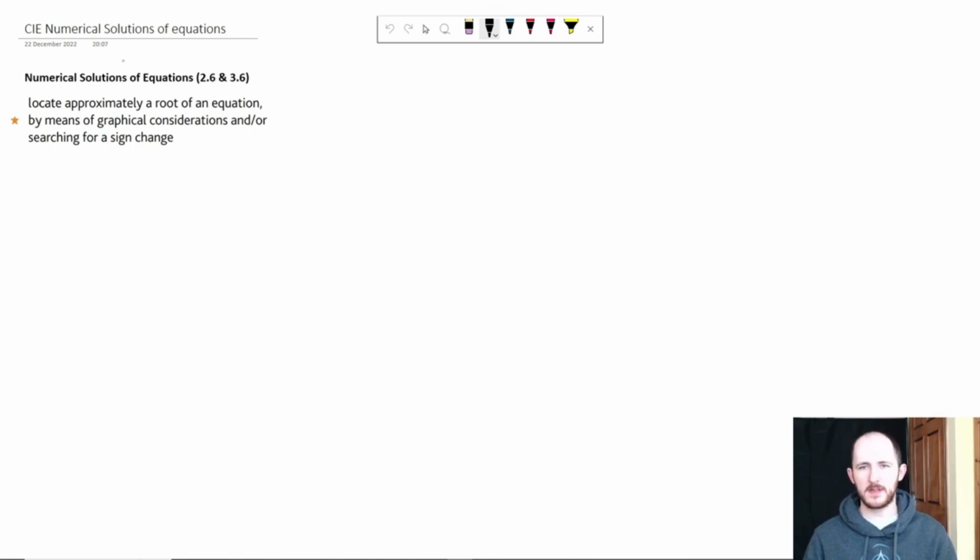So with numerical solutions of equations, this first spec point really does sum up the entire topic. We need to be able to locate approximately a root of an equation, and if you remember, the word root just means solution for our purposes. So we just need to be able to locate a solution of an equation by either a graph or searching for a sign change.